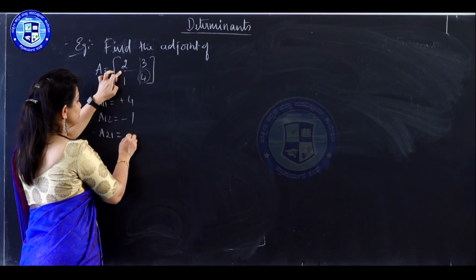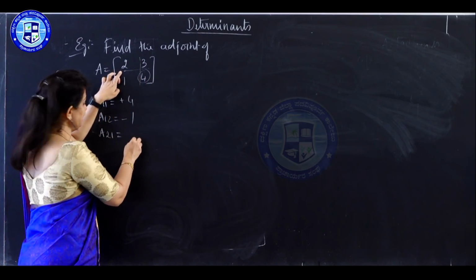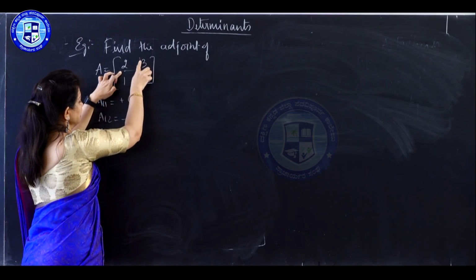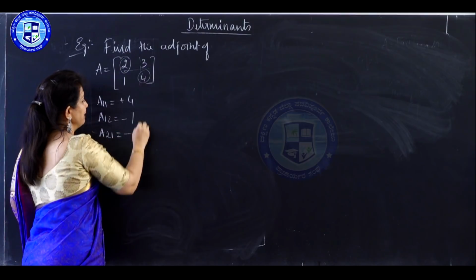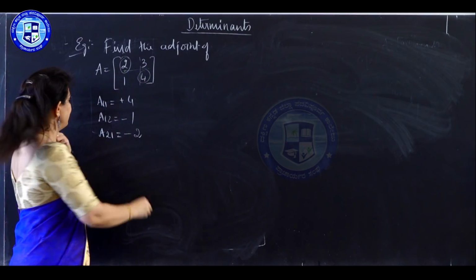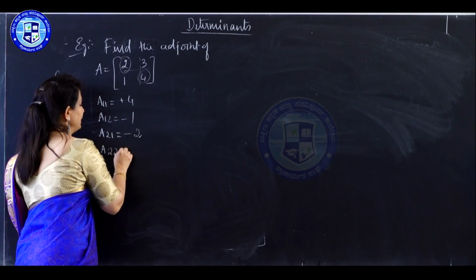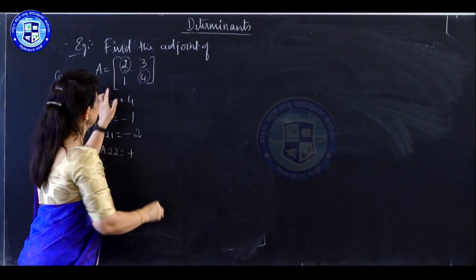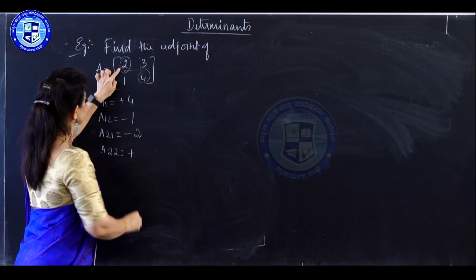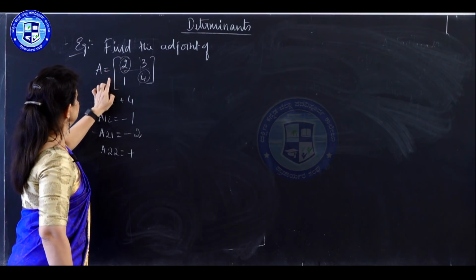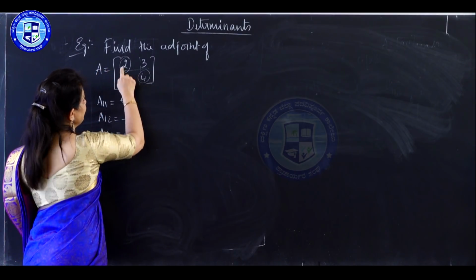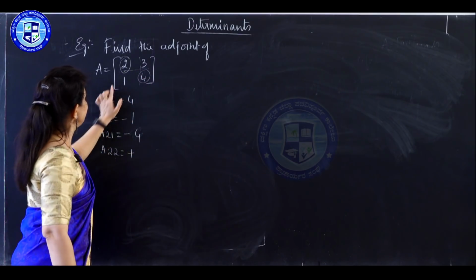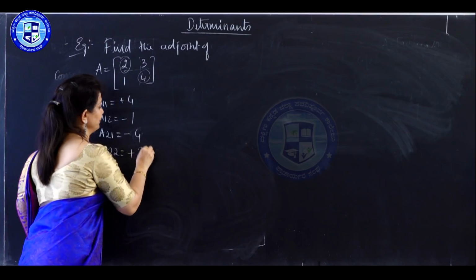So the remaining element is 2. 2 plus 1 is 3, so it's an odd number, so minus. Deleting the second row, first column, we get the element 2. Finally, A22 equals 2 plus 2, an even number, so plus. Delete the second row, second column. When you delete the second row, first column, here we will get 4. And deleting the second row, second column, we will get 2.